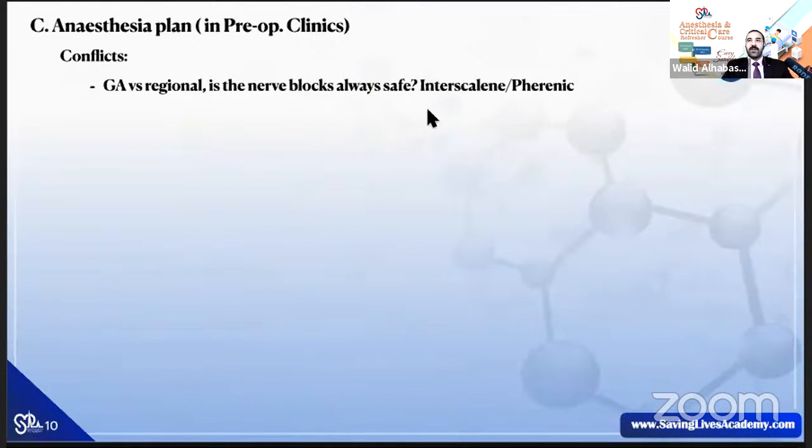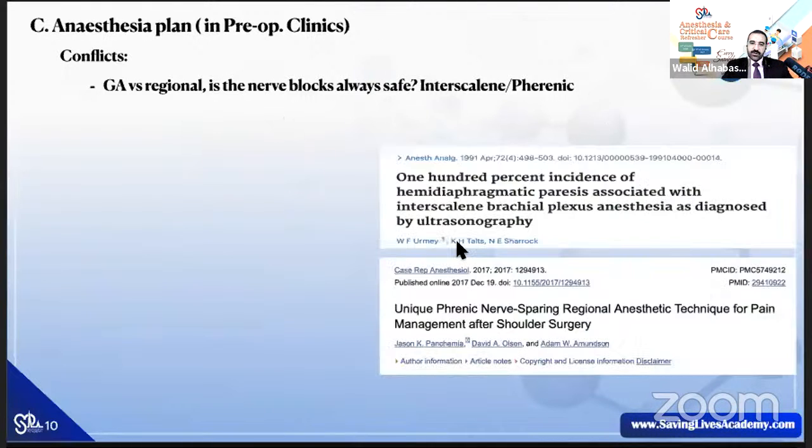So some people think that regional anesthesia is the gold standard for COPD patients all the time, but I can show you this publication: 100% incidence of hemidiaphragmatic paresis associated with interscalene brachial plexus anesthesia as diagnosed by ultrasonography. Now, recently, there were a few case reports about the magic technique of nerve-sparing regional anesthesia for shoulder surgery.